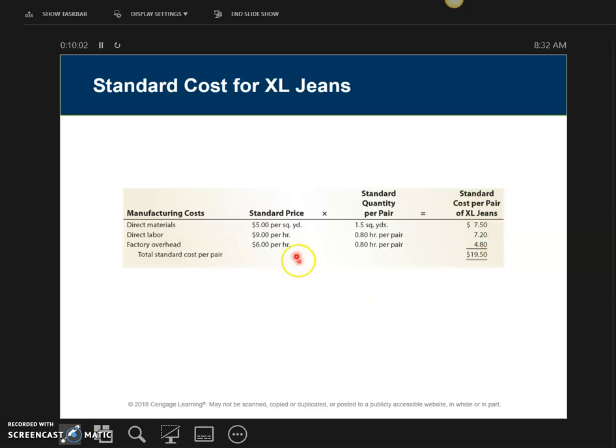Direct labor, my standard price, which is my standard labor rate, is $9 per hour, and the quantity is 0.80 of an hour per pair. So it takes almost an hour of labor to make a pair of jeans. When I multiply that, I get $7.20. My factory overhead is a rate. It's $6 per hour, because if you remember, when we were learning predetermined factory overhead, we were basing it on direct labor. So it's going to be $6 per hour, and basically 0.80 hour per pair of jeans. So the standard cost for a pair of jeans is $19.50.